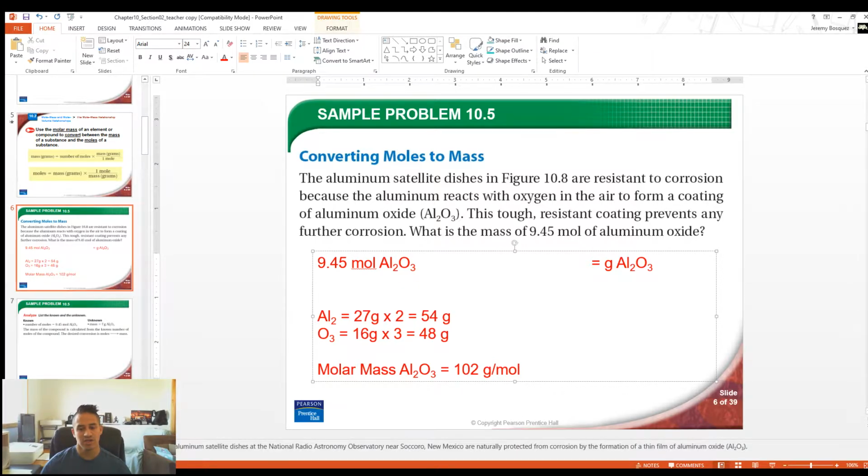Okay, this is a fraction. So it's basically saying that if we had 102 grams of aluminum oxide, we'd have 1 mole. Or if we had 1 mole, we'd have 102 grams. Now we don't have 1 mole, we have 9.45 moles. So we have way more than 1 mole, which means we're going to have way more than 102 grams. So I'm going to do the math now on paper here. So I'm going to switch my camera.